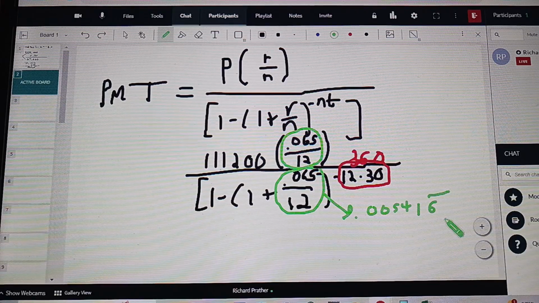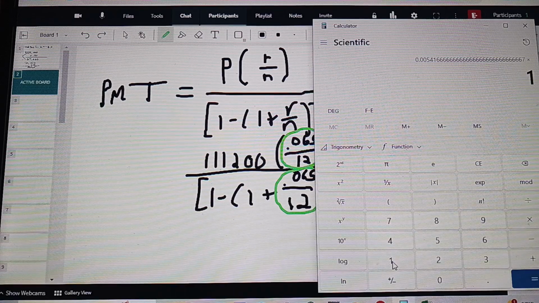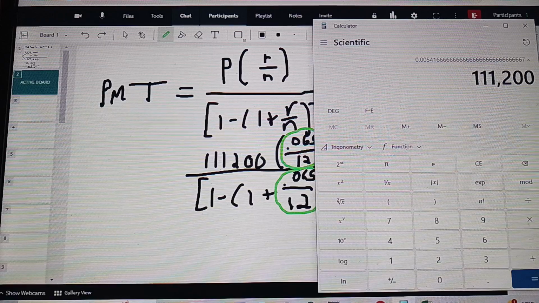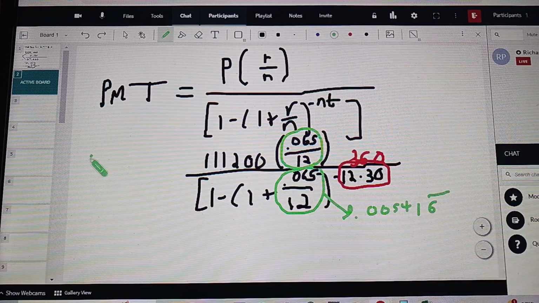Okay, so I guess what I'm going to do is multiply this by 111,200 and get the numerator done right away since it's one step away. Whoops, too many zeros. So I'm taking this fraction times the 111,200, and that's the numerator. So the numerator is 602.333 repeating.